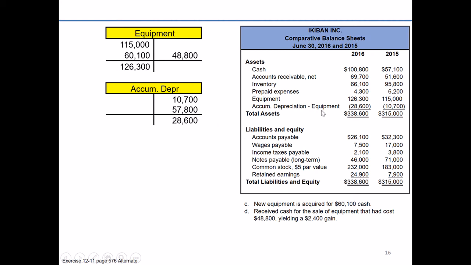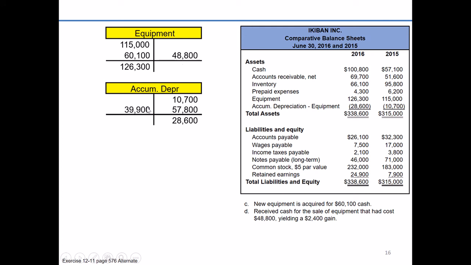We can also note that our ending balance in 2016 is a credit balance of $28,600. Again, if I add up the beginning balance of $10,700 to the additional depreciation of $57,800, it certainly doesn't come to the credit balance of $28,600. But keep in mind, we disposed of an asset that had a cost of $48,800. Certainly, it also had some accumulated depreciation.